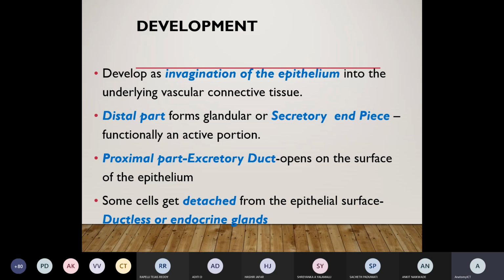Now, before we start the particular exocrine gland, I would like to tell you about its development. Usually the duct glands, the exocrine glands, develop in our body by invagination of the epithelium into the underlying vascular connective tissue. Remember, these glands and ducts are invaginations of the epithelium into the underlying vascular connective tissue. The vascular connective tissue is there to nourish the deeper aspect, and not only nourish it, whenever an effector stimulus or hormonal action takes place, that part can respond.